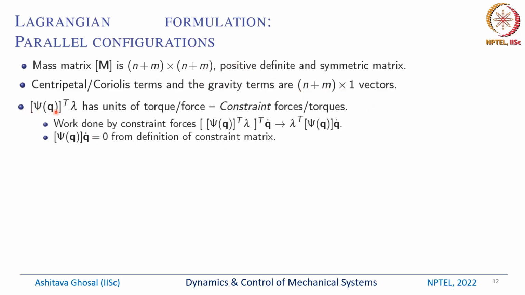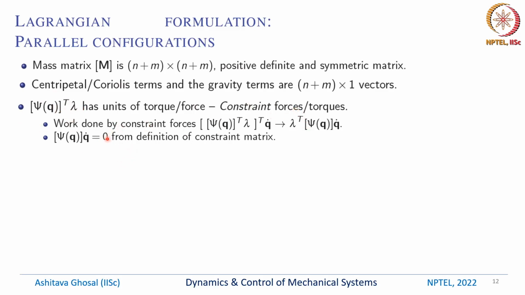The term psi transpose lambda has units of torque or force. These are also called constraint forces and torques. Why does this have units of torque? Because if you go back one more slide, you can see that it was tau plus psi transpose lambda. So tau has units of torque or force, and hence this will also have similar units.